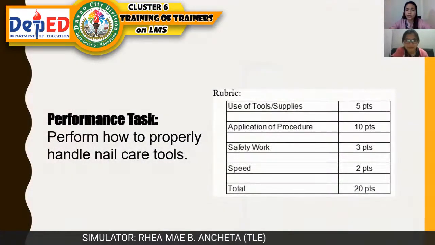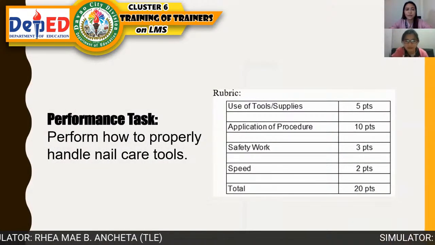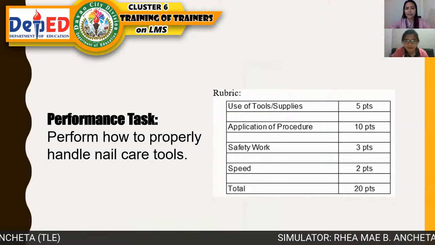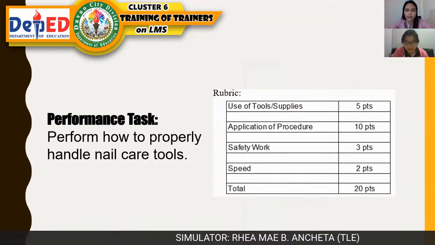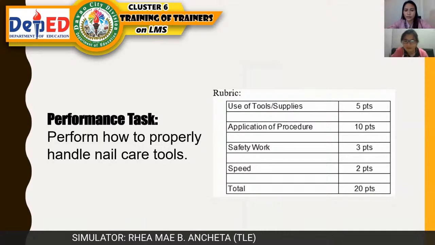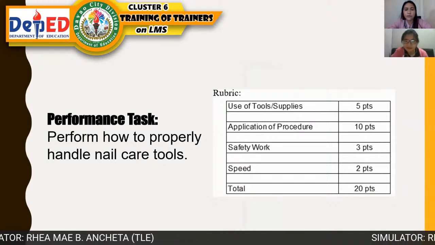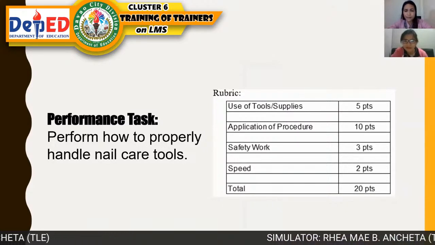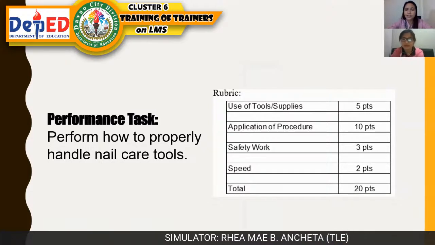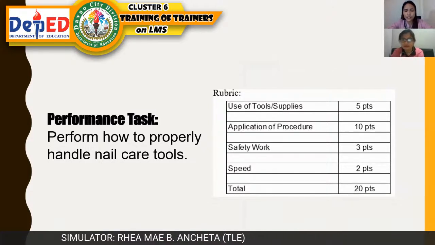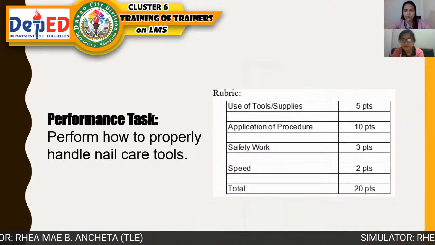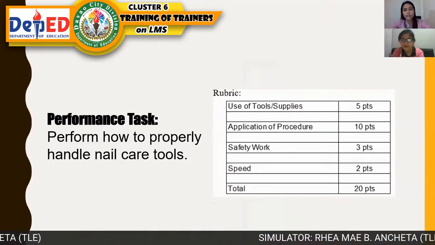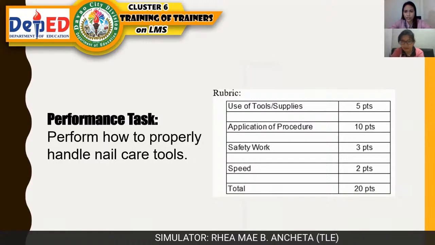Okay? So, in this performance task, you will perform how to properly handle nail care tools. The following objectives will be followed. The use of tools and supplies, that's 5 points. Application of procedure, that's 10 points. Safety work, 3 points. And your speed, that's 2 points for a total of 20 points.